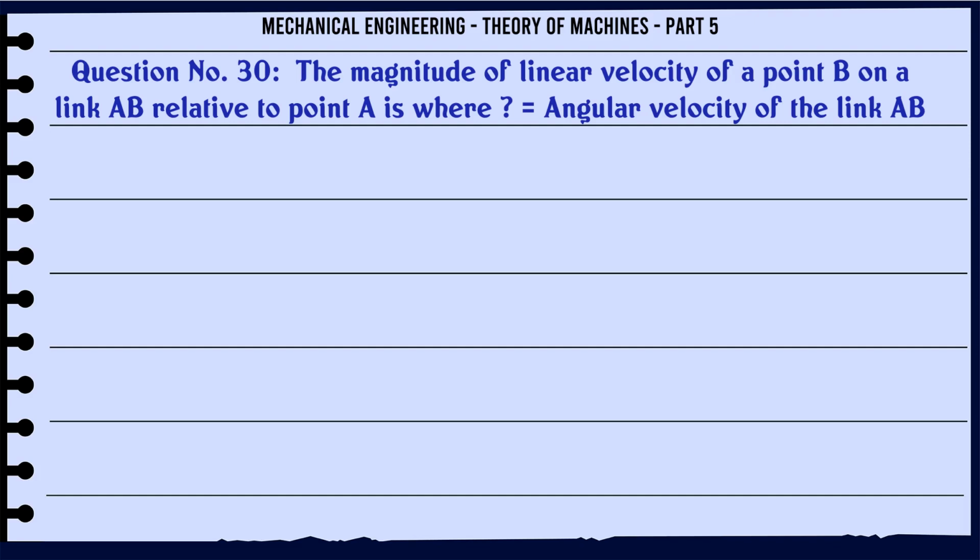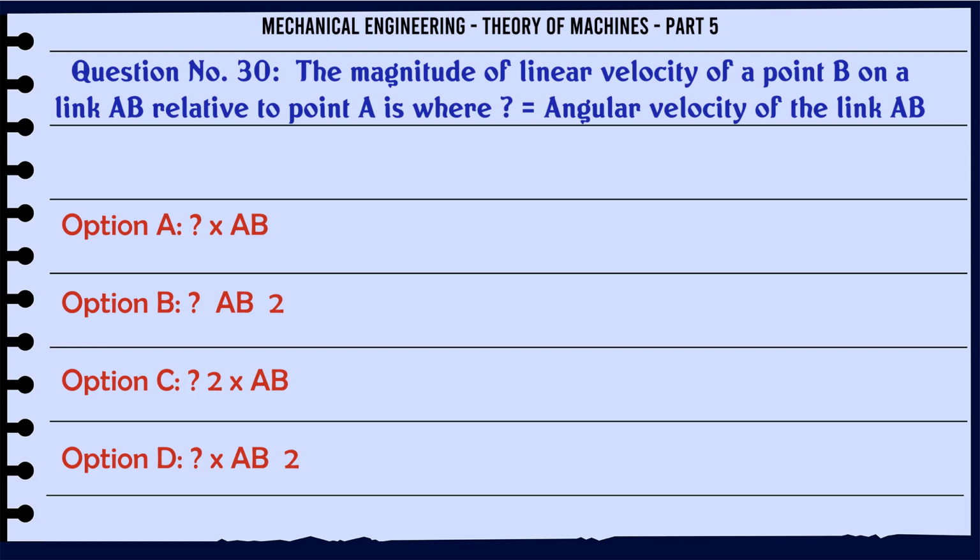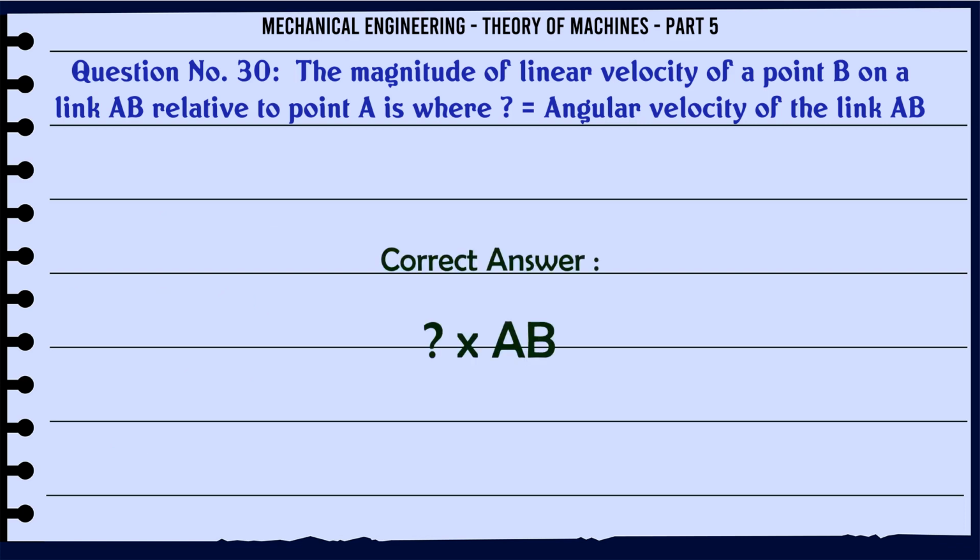The magnitude of linear velocity of a point B on a link AB relative to point A is, where ω is the angular velocity of the link AB. A. ωAB. B. ωAB². C. 2ωAB. D. ω²AB. The correct answer is ωAB.